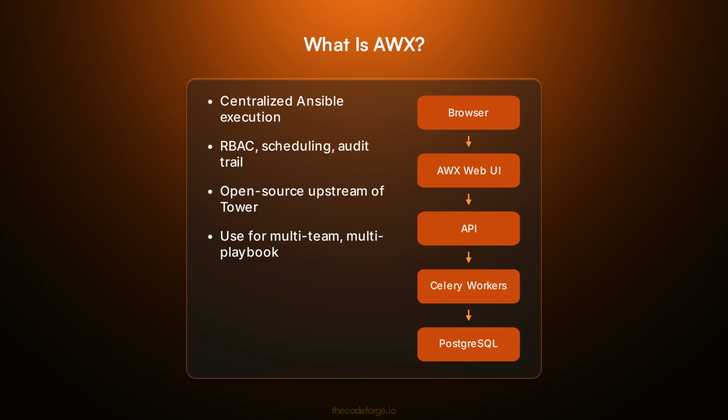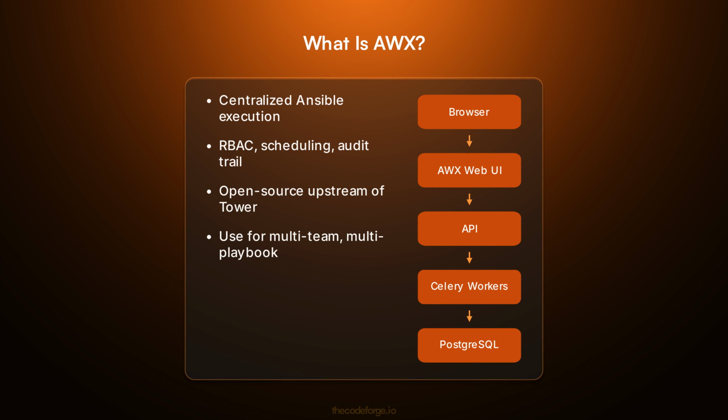AWX is a Django app with Celery workers and PostgreSQL. The web UI talks to the API, which queues jobs in RabbitMQ or Redis. Workers pick up jobs and execute playbooks. The database stores everything: job history, inventories, credentials.